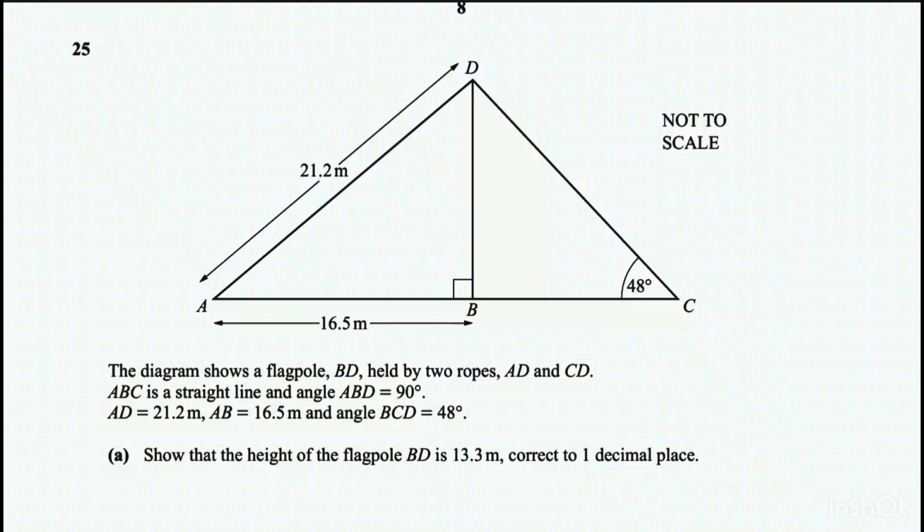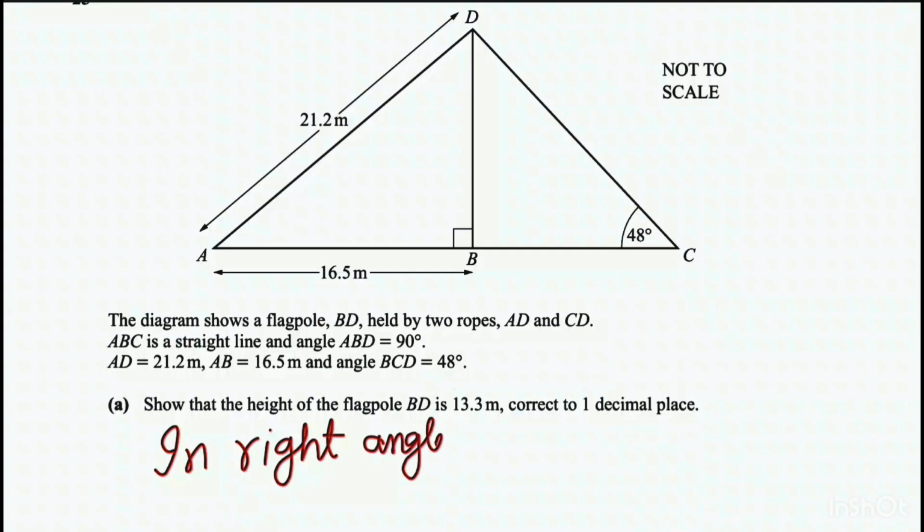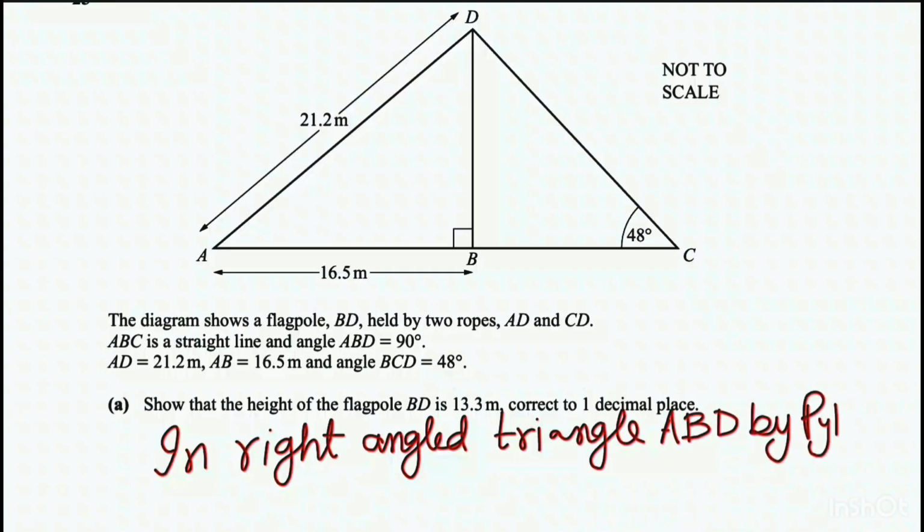Moving to the next question, this is the last question. Let's look at what is asked in it. The diagram shows flagpole BD held by ropes AD and CD. In the middle we can see the flagpole, and AD and CD are on the sides. They are ropes anchoring it to the ground. ABC is a straight line, and angle ABD is 90 degrees. AD is 21.2, AB is 16.5 meters, and angle BCD is 48 degrees. Show that the height of the flagpole BD is 13.3.